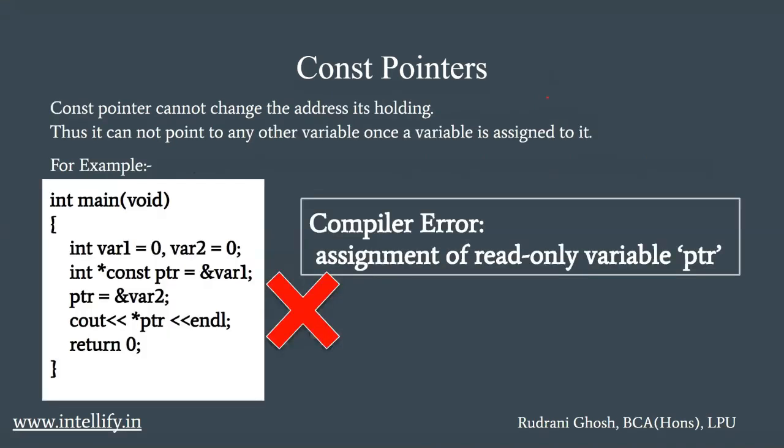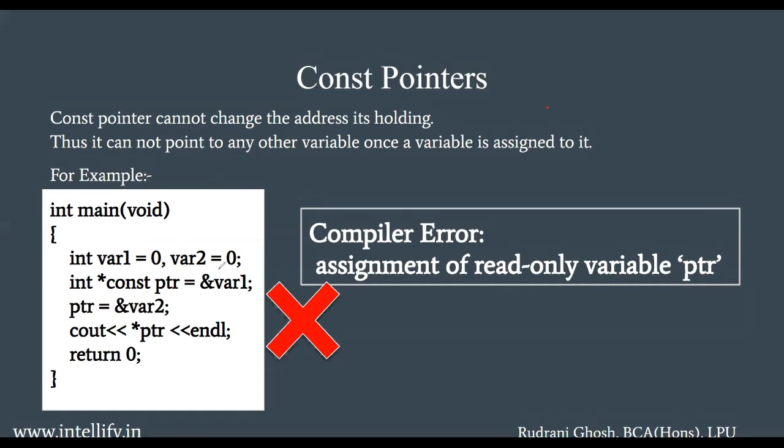हमने डिस्कस कर लिया कि constant pointer जो है उसकी हम एड्रेस जो उसके अंदर स्टोर्ड है हम उसे चेंज नहीं कर सकते. So in this example, in this function, we are taking two integer variables, var1 जिसकी value 0 है and var2 जिसकी भी value 0 ही है. So we have taken int const ptr is equal to address of variable 1. We are writing ptr is equal to address of var2.